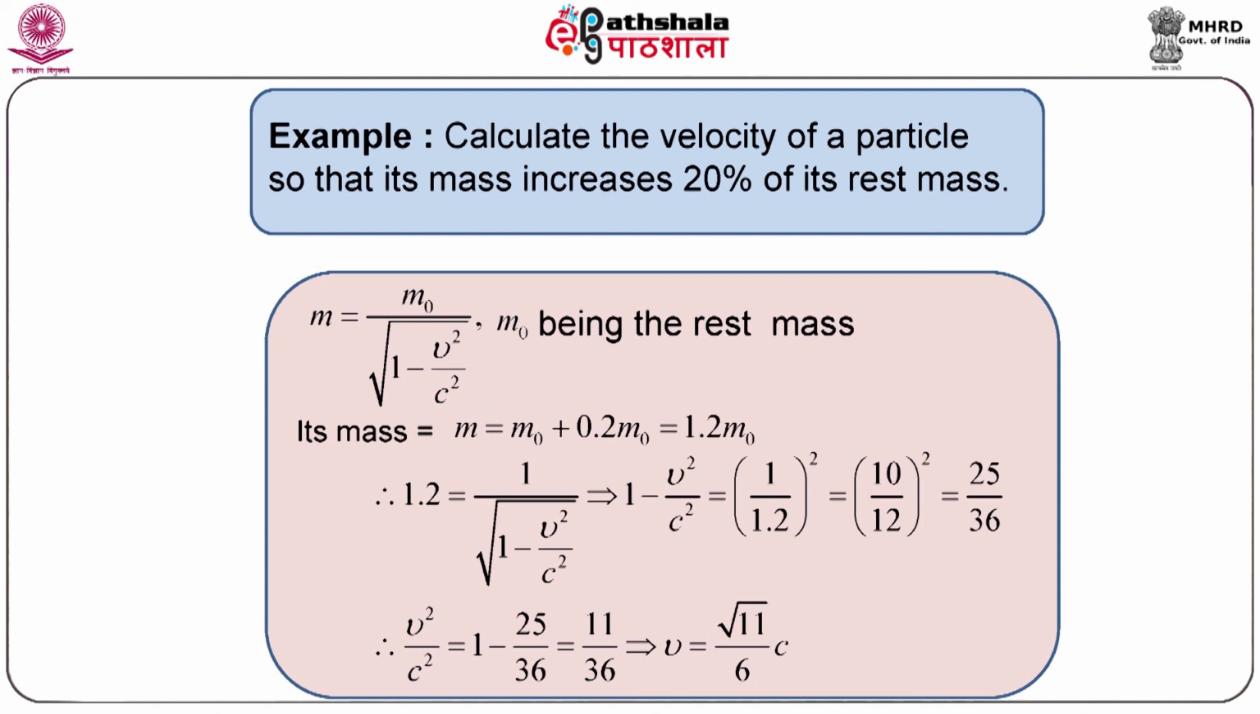Therefore, shifting v squared by c squared to the right hand side and this quantity to the left hand side, we get v squared divided by c squared is equal to 1 minus 25 divided by 36, which on subtraction gives this one. Taking square root, we get v equal to square root of 11 divided by 6 into c. As usual, c is the speed of light.